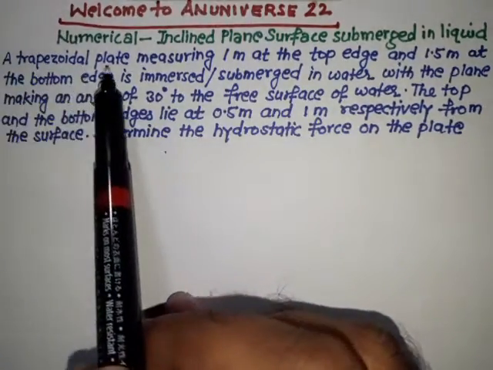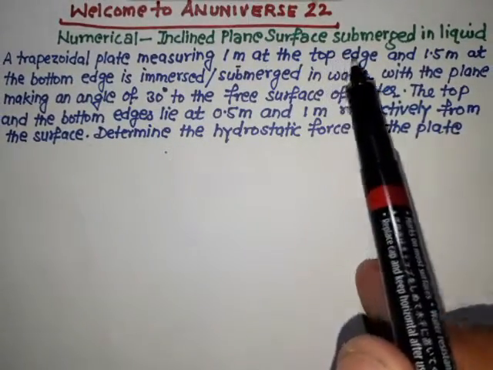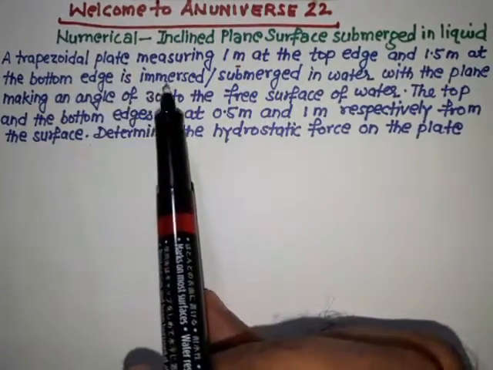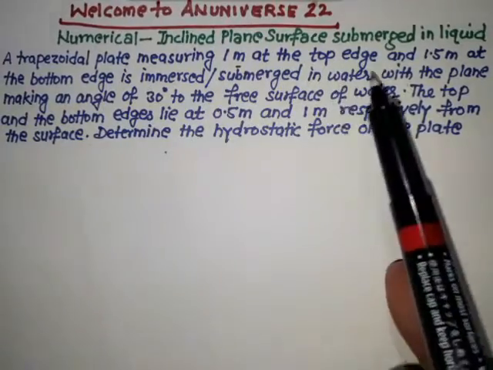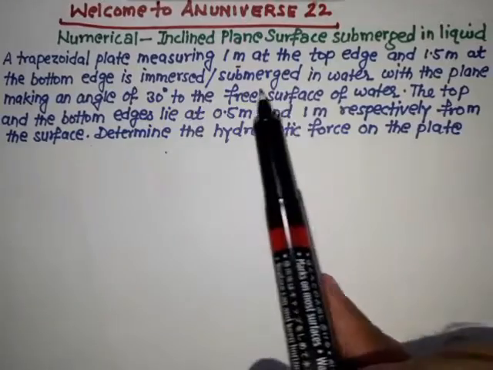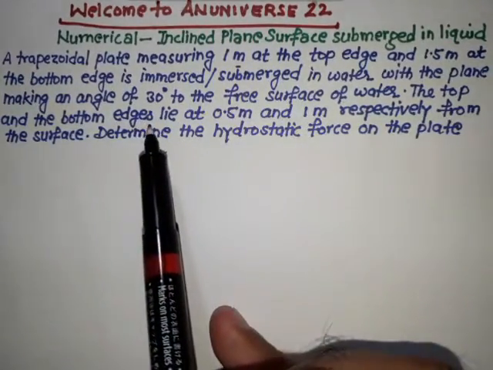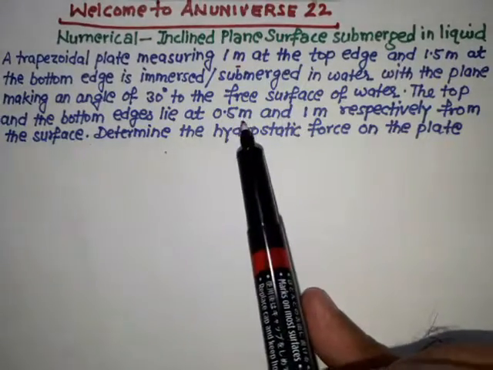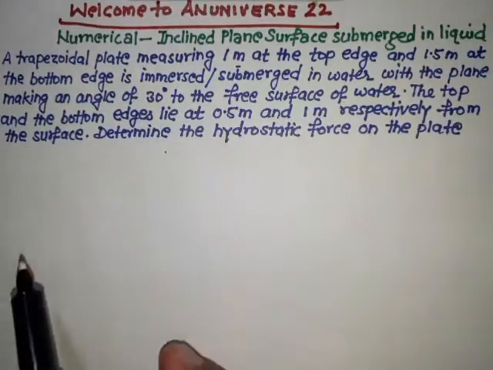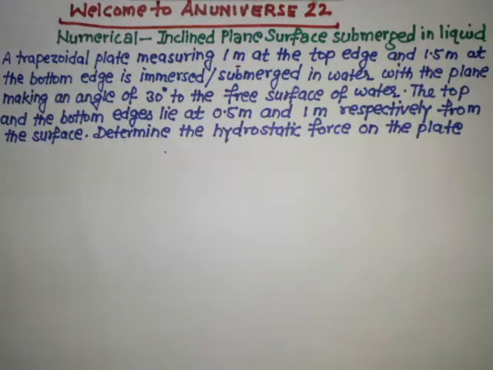A trapezoidal plate measuring 1 meter at the top edge and 1.5 meter at the bottom edge is immersed or submerged in water with the plane making an angle of 30 degree to the free surface of water. The top and bottom edges lie at 0.5 meter and 1 meter respectively from the surface. Determine the hydrostatic force on the plate.